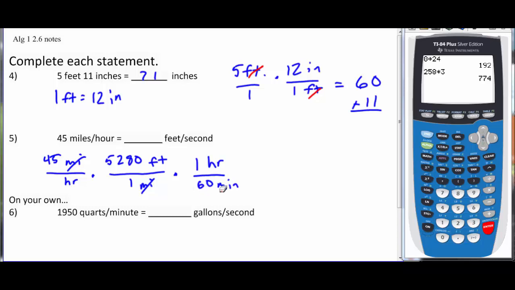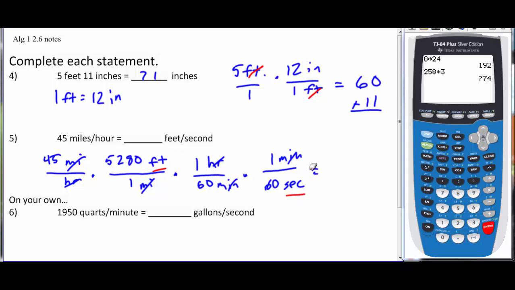Now, why did I put the 60 minutes in the denominator? I need hours to cancel, and eventually I need it to be per second. So I need one more step. I need to change minutes into seconds. We know that 1 minute is equivalent to 60 seconds. And that gets rid of minutes. Now you can see the labels that would be left would be feet and seconds, and that's it.